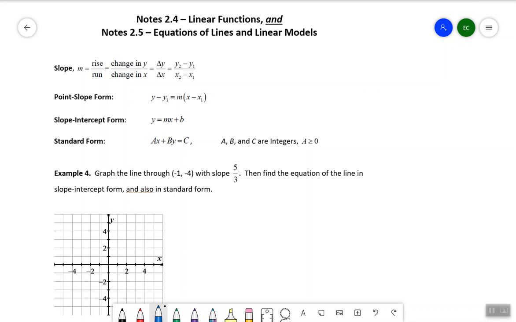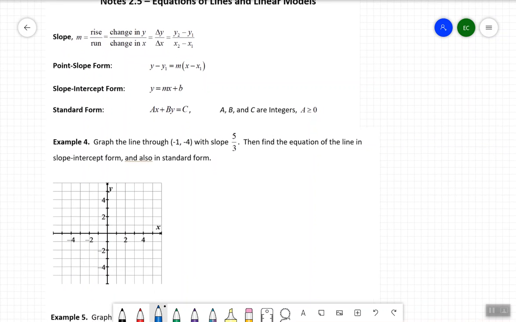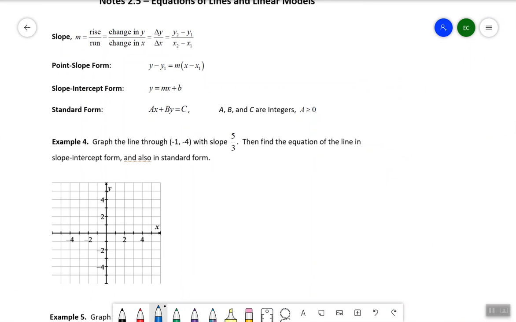We're going through section 2.4 and 2.5 together. We're talking about linear functions and equations of lines. Mostly what we've been doing is going back and forth between the equation of a line and the graph of a line. Here in example 4, the directions say graph a line that passes through the point (-1, -4) and that has a slope of 5/3. And then find the equation of the line in slope-intercept form and also in standard form.